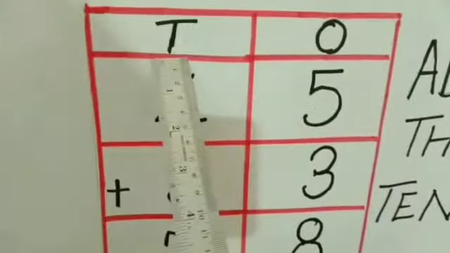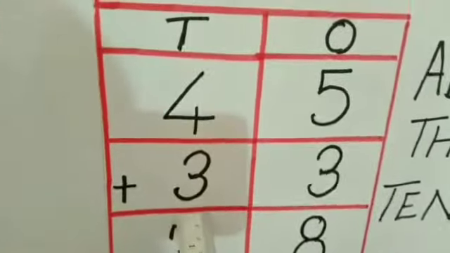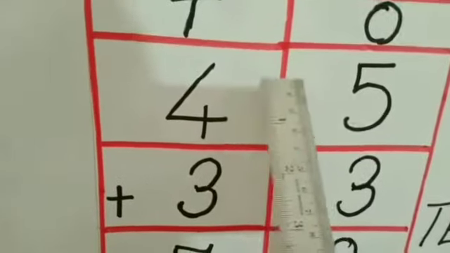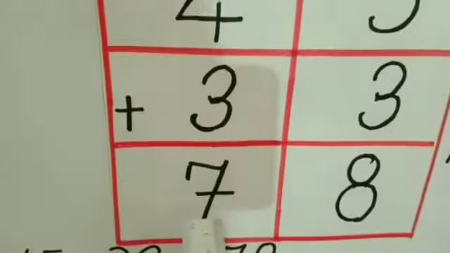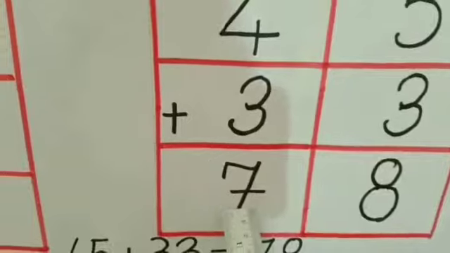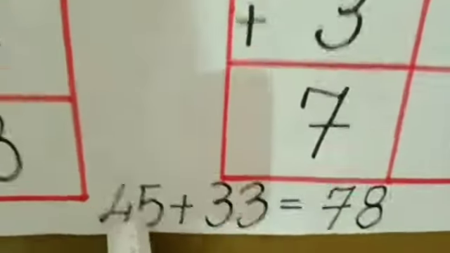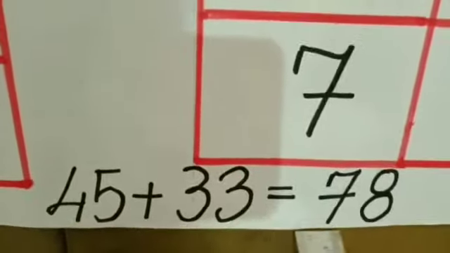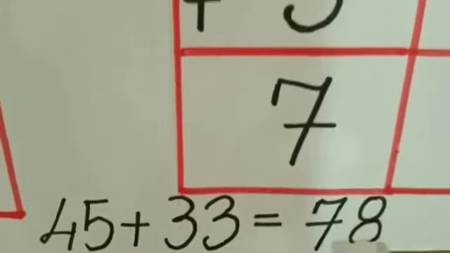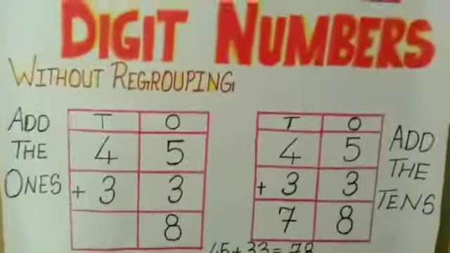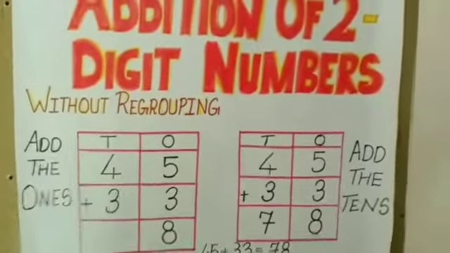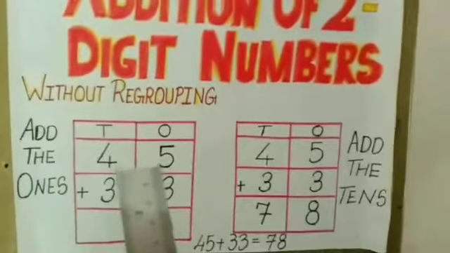In the tens place there is 4 and 3. So now add 4 and 3, dear children, together. What comes after 4? 5, 6 and 7. So after adding tens, the answer is 7. So therefore 45 plus 33 is 78. So this was our addition of two-digit numbers.